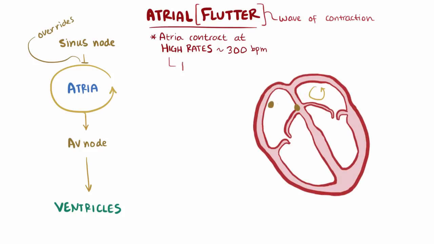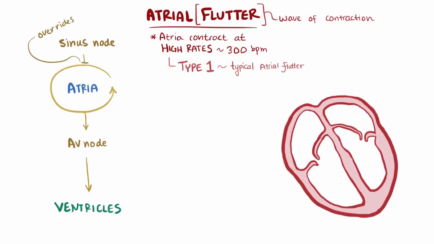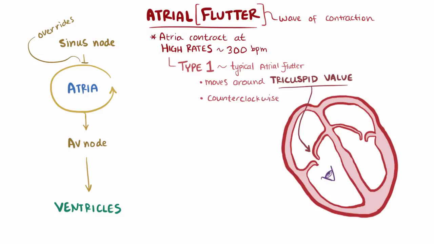There are actually 2 types. Type 1, or typical atrial flutter, is more common and is caused by a single reentrant circuit that moves around the annulus, or the ring of the tricuspid valve, of the right atrium, usually in a counterclockwise direction when viewed looking up through the tricuspid valve.